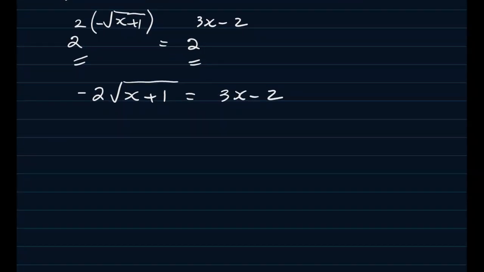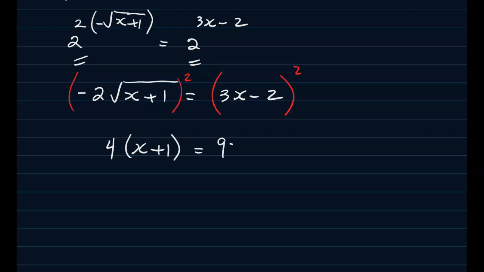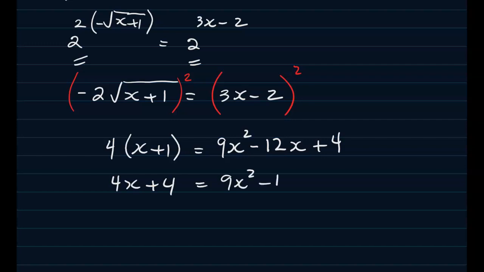And this is a radical equation. To solve it, we need to get rid of the radical, so we raise both sides to the exponent of 2. Then we simplify. This becomes 4 times x plus 1, and that's equal to 9x squared minus 12x plus 4, which is a binomial expansion. Make sure you know how to do that. Now we have 4x plus 4 equals 9x squared minus 12x plus 4.